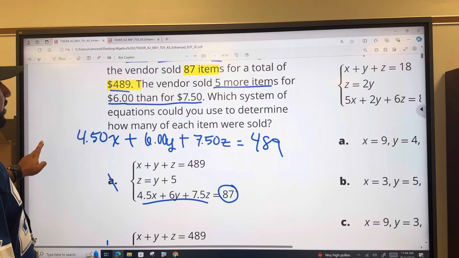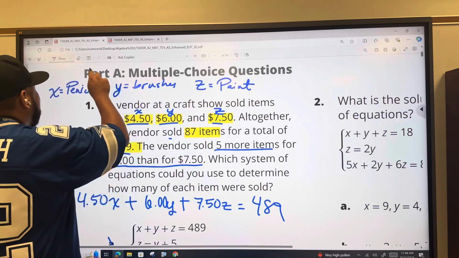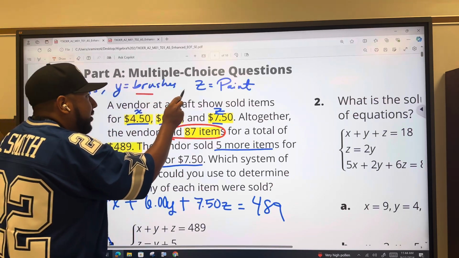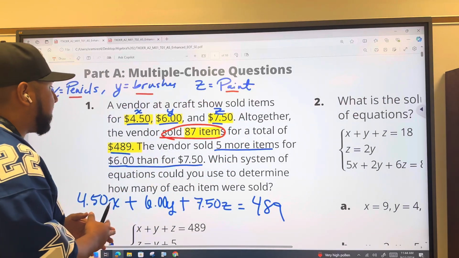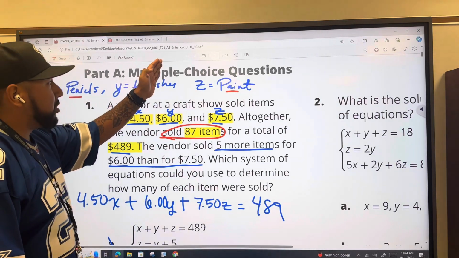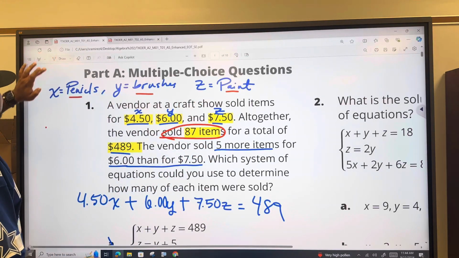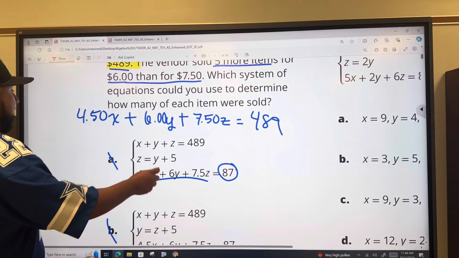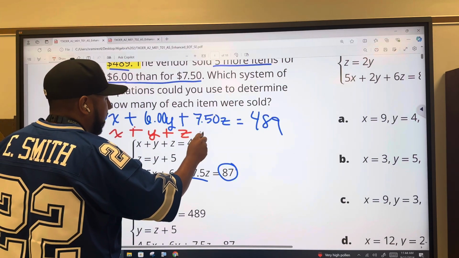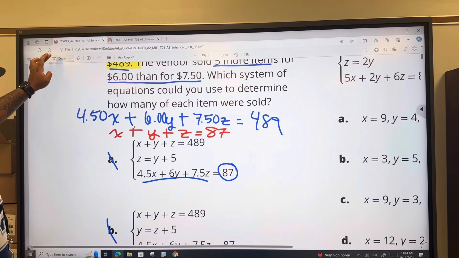Next equation is the item types. Because it's saying they sold 87 items. Let me change the color. Sold 87 items, but they're not telling me what items they are. I just know that altogether it's 87. So take that as an inference. I know if I did pencils plus brushes plus paint, that gives me all the items that they took care of. So in equation form, I'm going to say pencils plus brushes plus paint equals 87 items sold. We already crossed out A and B.